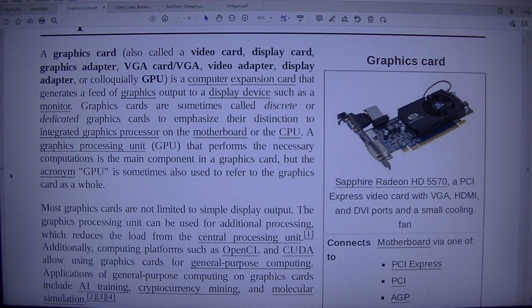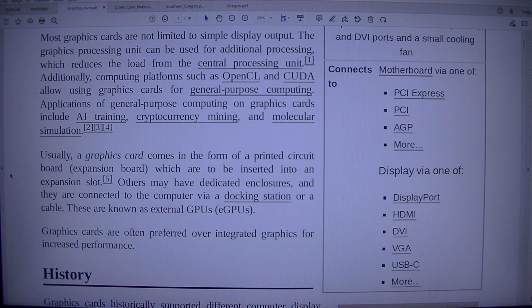Most graphics cards are not limited to simple display output. The graphics processing unit can be used for additional processing, which reduces the load on the central processing unit. Additionally, computing platforms such as OpenCL and CUDA allow using graphics cards for general-purpose computing. Applications of general-purpose computing on graphics cards include AI training, cryptocurrency mining, and molecular simulation.